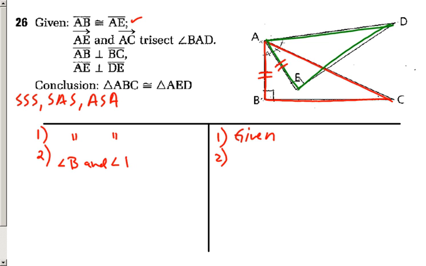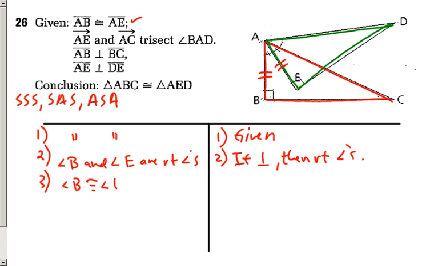angle B and angle E are right angles. It's very simply because if perpendicular lines, then right angles. You cannot just jump in and say B and E are congruent. You need to say that they're right angles before you say they're congruent. The perpendicular proves right angles. Perpendicular doesn't prove congruent angles. So you need to say they're right angles, and then I can say that they're congruent.